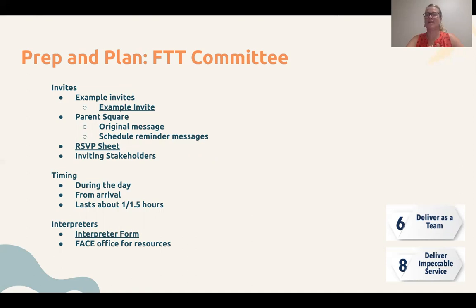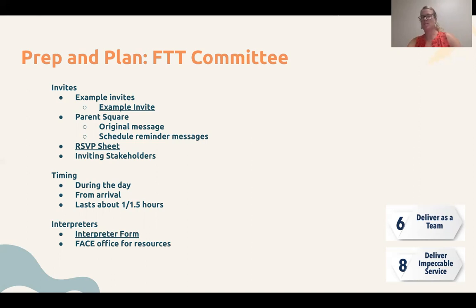And we were able to collect iReady data and organize our data around that. So the RSVP sheet, if you're interested in collecting data about the families who join or not, is an essential piece of this. And then we also invited a lot of stakeholders. We invited community members, we invited ed services, and we wanted to make sure that anyone that was a part of our school community was invited to family teacher teams.